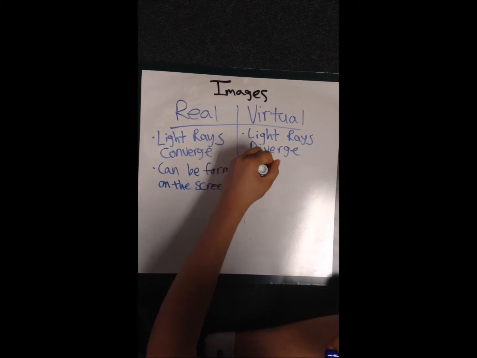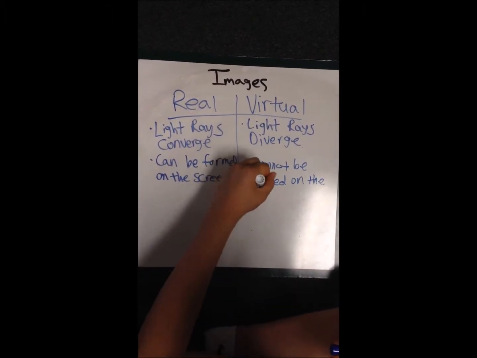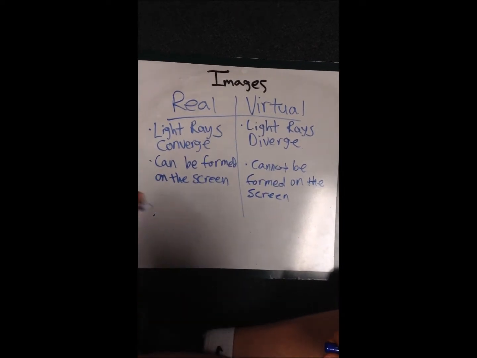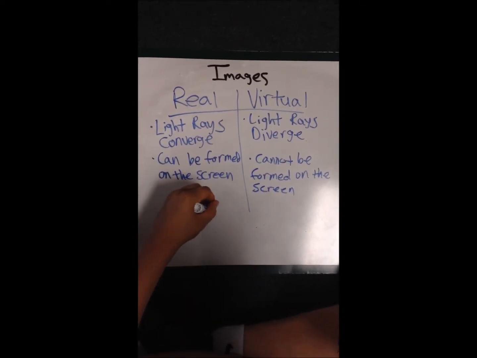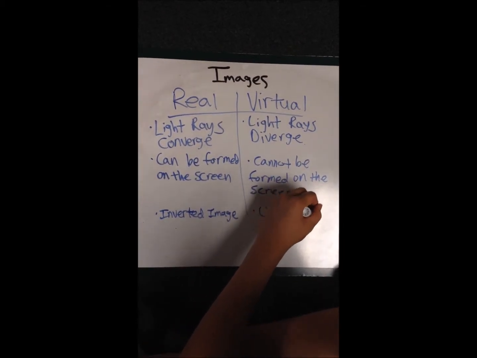Real images can also be formed on screens. However, virtual images cannot be formed on screens. Real images will always be inverted, and virtual images will always be upright.